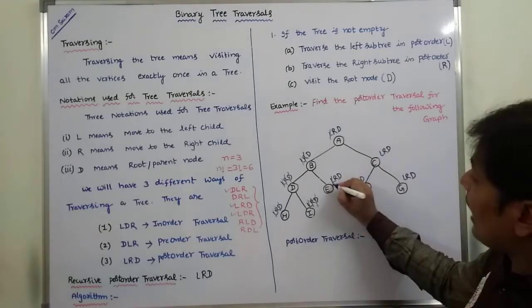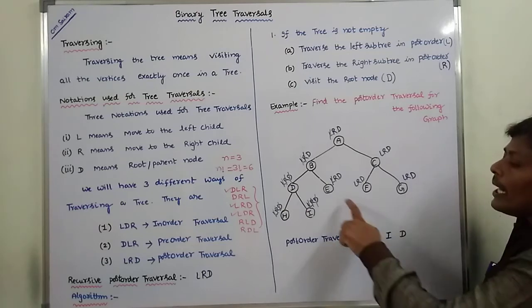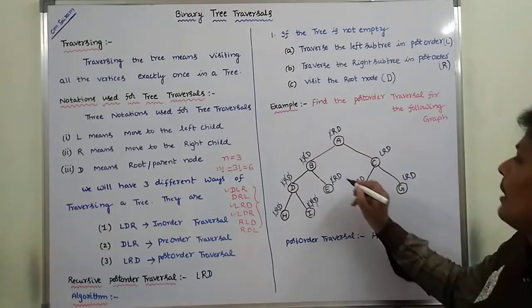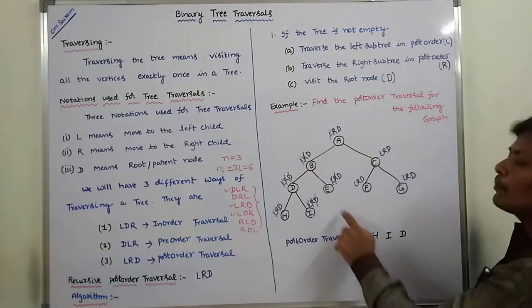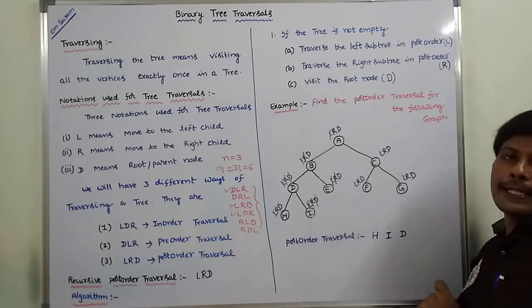So strike out L and go to the left subtree of node E. There are no nodes in the left subtree of E. Next letter is R. Strike out R and go to the right subtree of node E. There are no nodes in the right subtree.